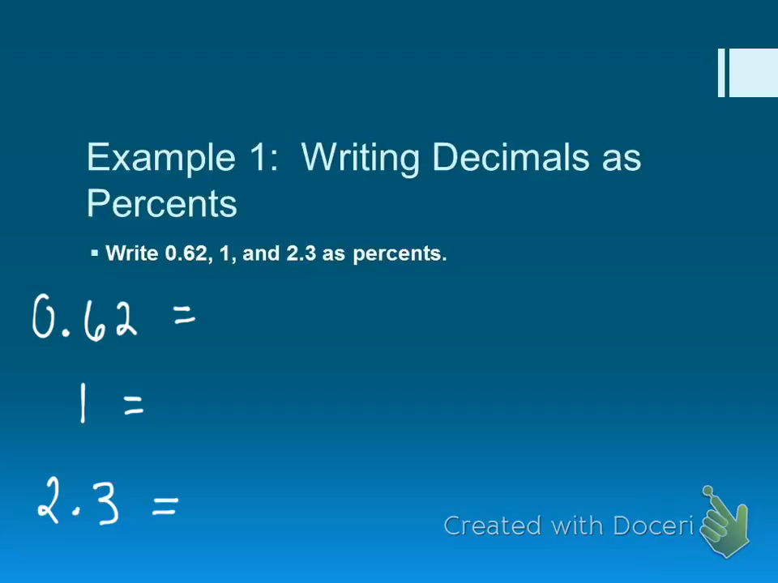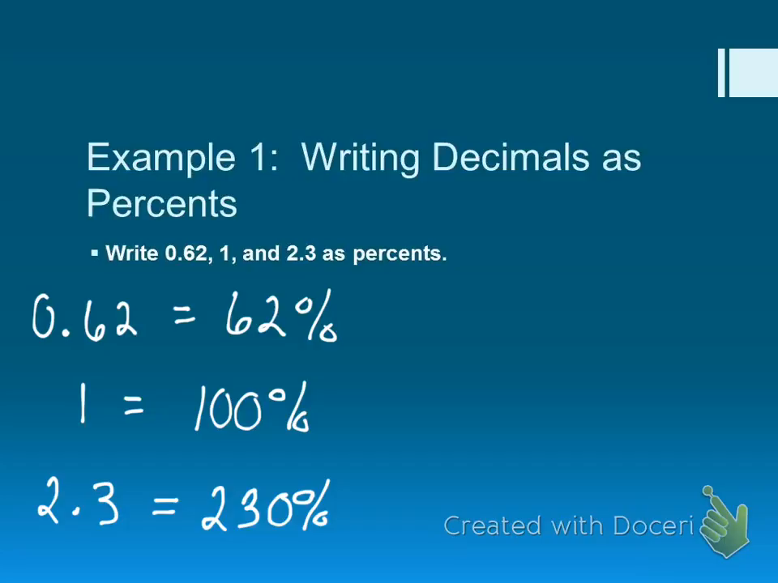What we're essentially doing here is multiplying by 100, or expanding this number by 100. When I multiply a number, I'm moving my decimal place to the right. And since it's by 100, I move it to the right 2 places. So 62 hundredths becomes what as a percentage? 62%. 1 becomes what? 100%. So anything over 1 is going to be over 100%. So what do you think about 2.3? 230%.